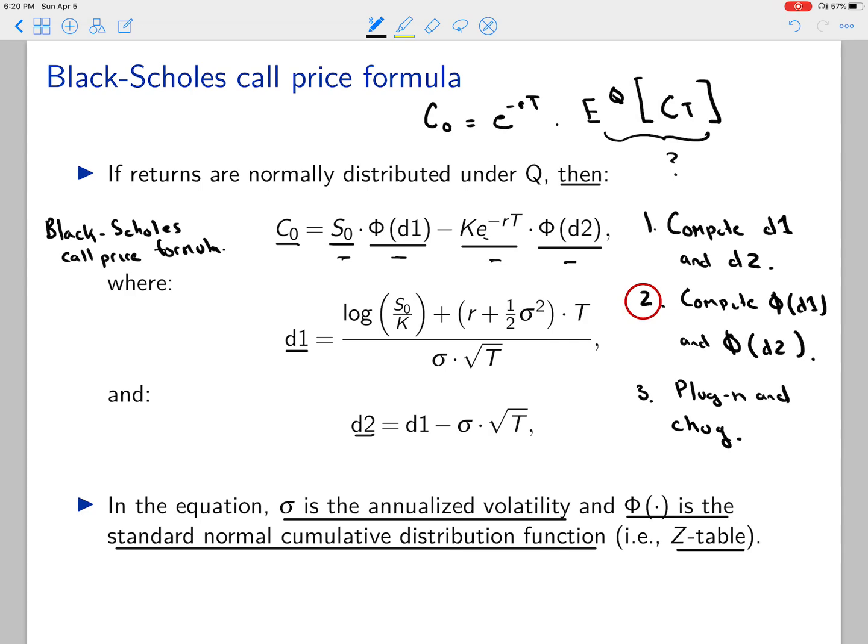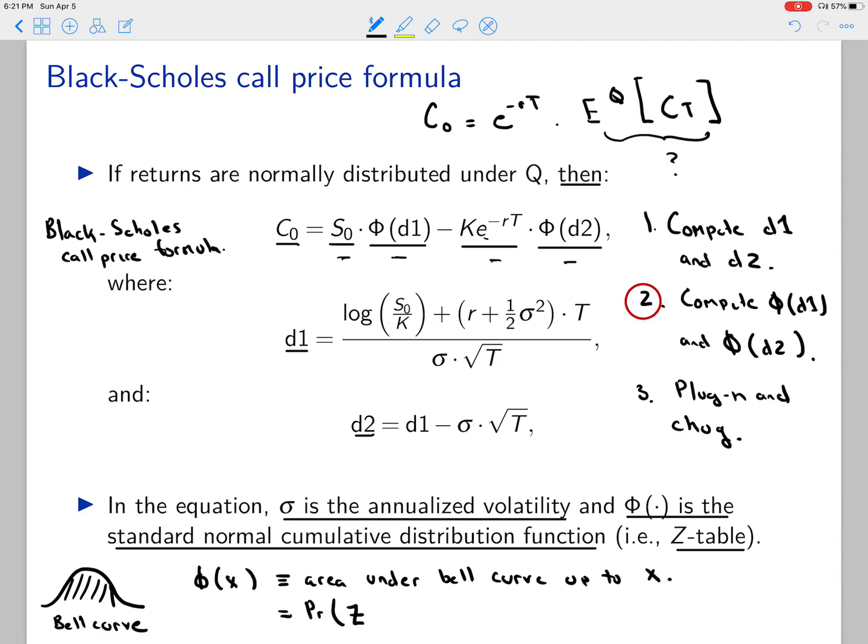So phi is the standard normal cumulative distribution function. It's the CDF of the standard normal distribution, or the bell curve. Okay? And what the CDF is going to tell you is the area under the curve up to some value. So for any value of x, phi of x is equal to the area under the bell curve up to this value x. Mathematically, it's the probability that some standard normal random variable Z is less than or equal to x, where Z is normally distributed with mean 0 and variance 1.